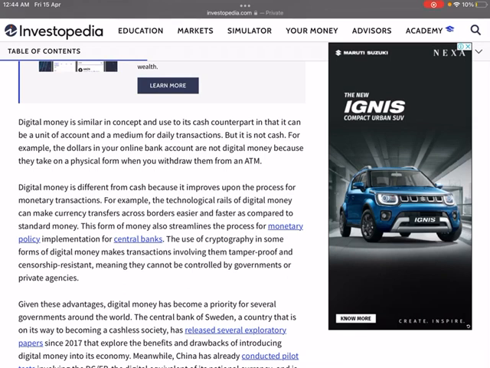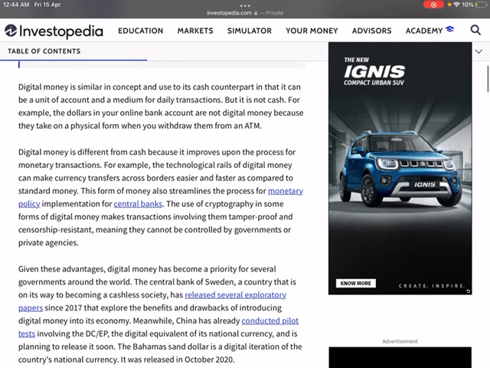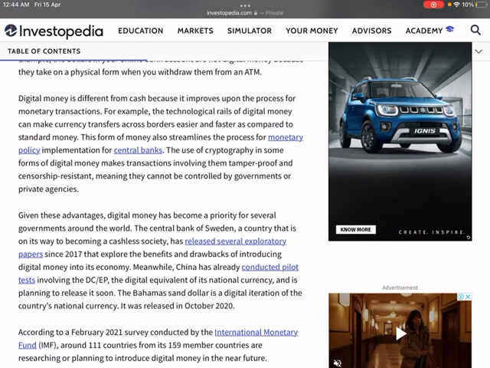For example, the dollars in your online bank account are not digital money because they take a physical form when you withdraw them from an ATM. Digital money is transferred in cryptocurrencies. Digital money is different from cash because it improves upon the process for monetary transactions.